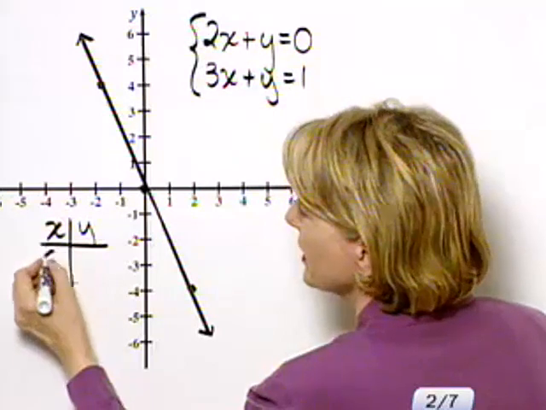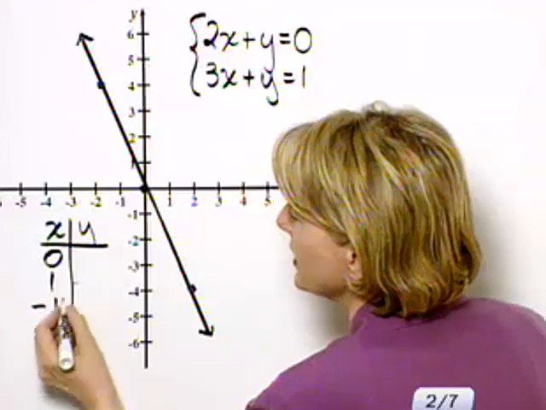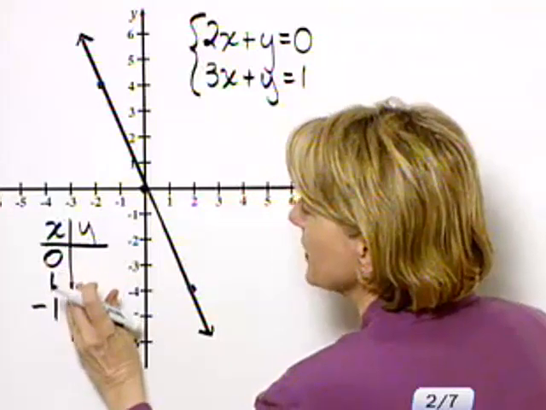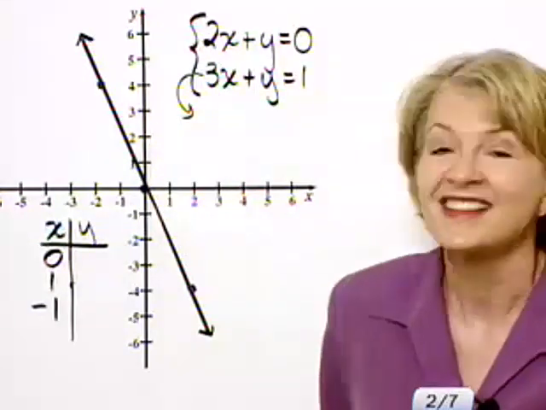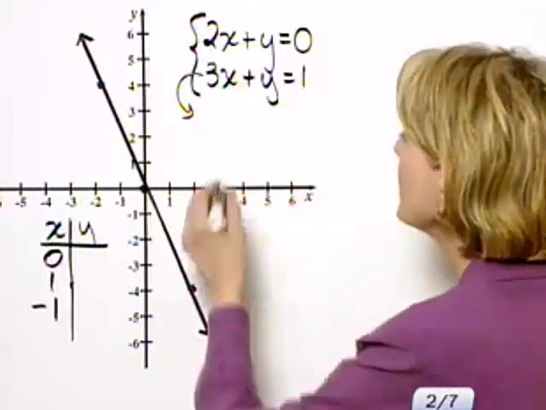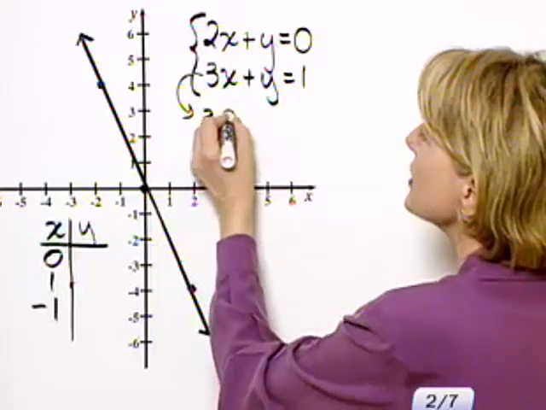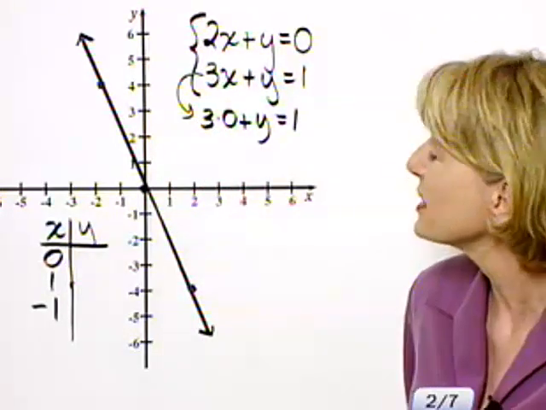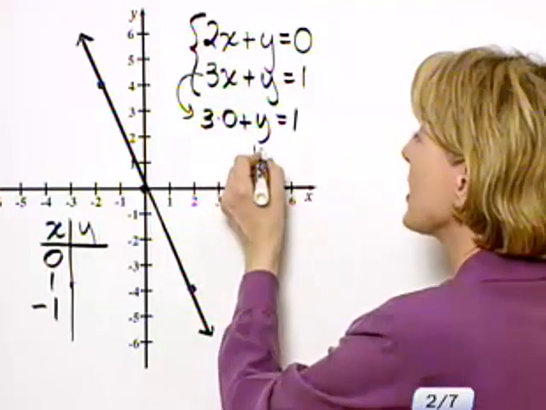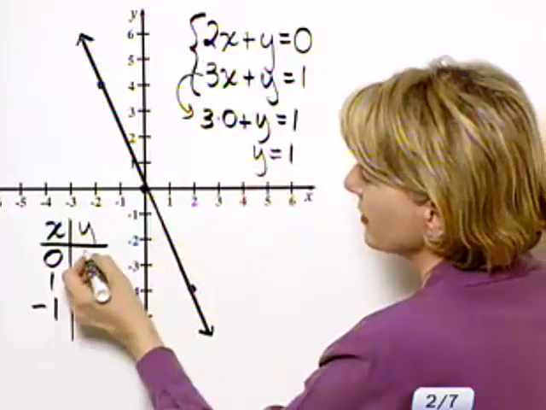Let's suppose x is 0. Maybe we'll go with 1 and negative 1 this time. So, concentrating on the second equation, let's let x be 0. So we have 3 times 0 plus y is 1. 3 times 0 is 0, so y is 1.